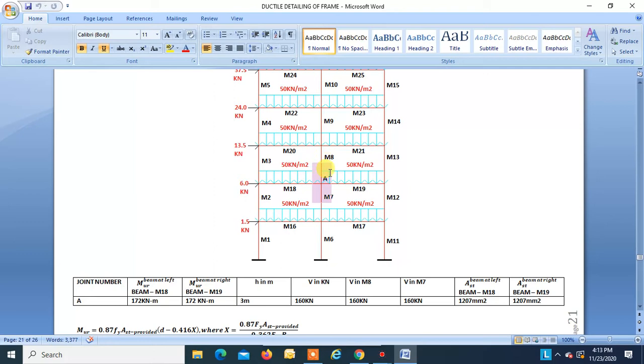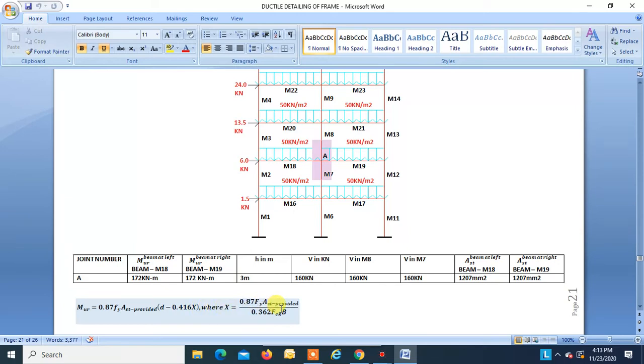This is the joint. This is our H, that is 3 meters. This is member number, that is beam number 18, and this is beam number 19. Taking joint A, the tensile steel over here is 1207 mm square, and the steel in this beam is 1207 mm square. Once you know the steel, you can find X by this formula, and you can find MuR using this formula. The moment of resistance from the left beam is found to be 172 kilonewton meter, and similarly from the right beam is 172 kilonewton meter.